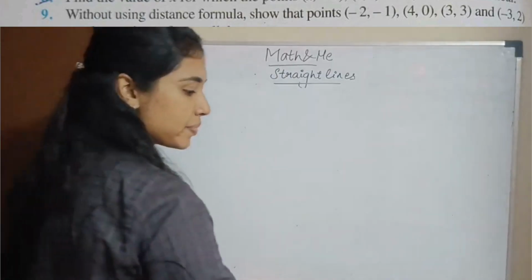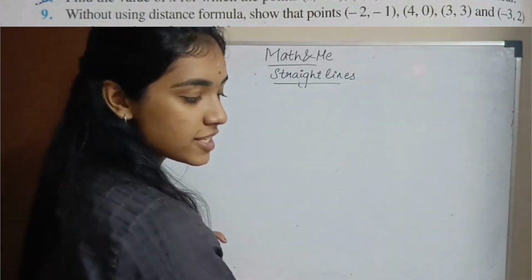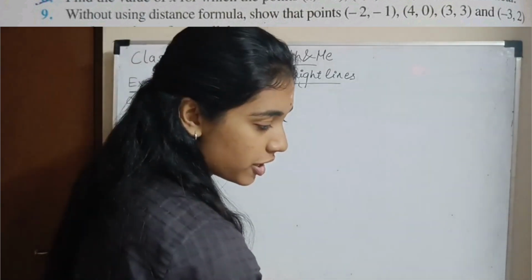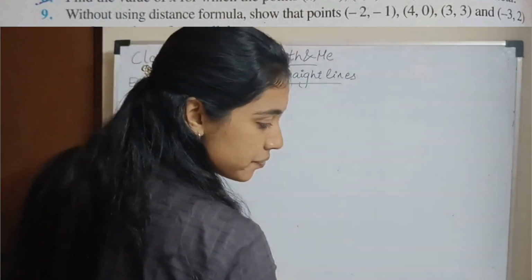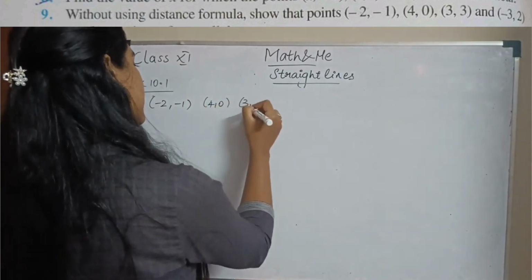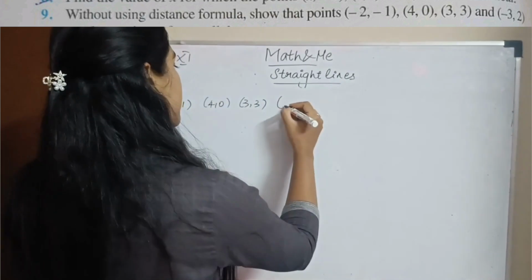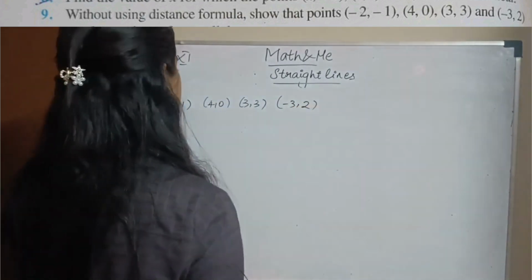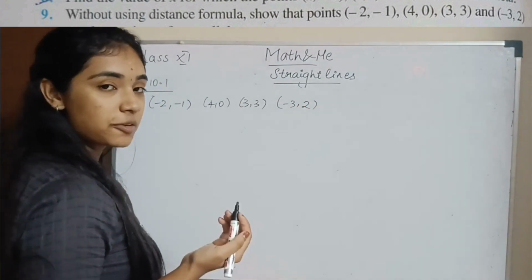Question number 9. Without using the distance formula, show that the given points are vertices of a parallelogram. So what are the vertices? We have (minus 2, minus 1), (4, 0), (3, 3), (minus 3, 2).